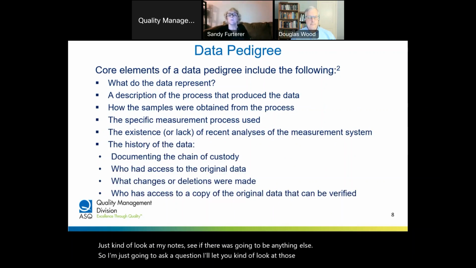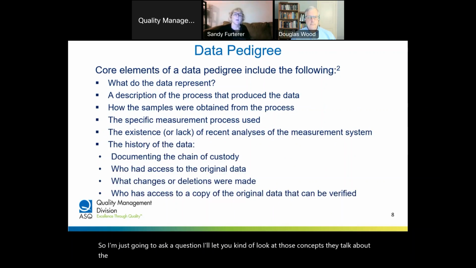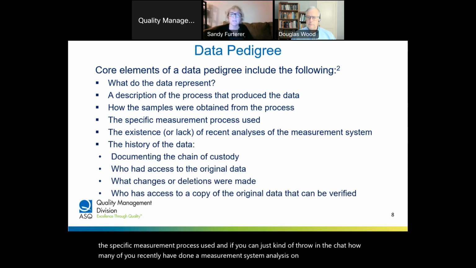They talk about the specific measurement process used. And if you can just throw in the chat, how many of you recently have done a measurement system analysis on a process that is near and dear to them and that know the accuracy of that measurement process? I'm going to stop for a second so I can see the chat. So go ahead and just enter in the chat how many of you have done a measurement system analysis and are very comfortable with a project near and dear to them.